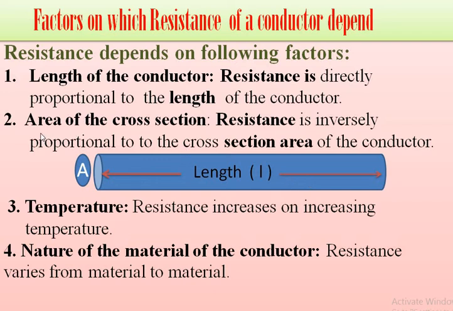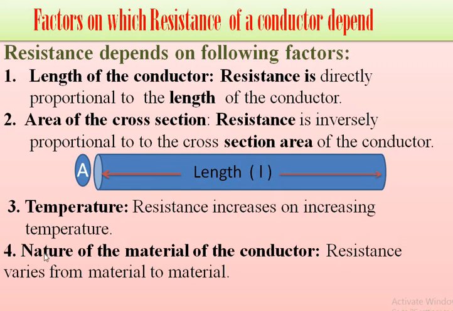Second factor is area of cross section. Cross section area, or we can say thickness of the wire. When cross section area is increased, resistance decreases, or we can say resistance is inversely proportional to cross section area. That means when area will get doubled, resistance will become half. Resistance also depends on temperature. Increasing the temperature also increases the resistance.